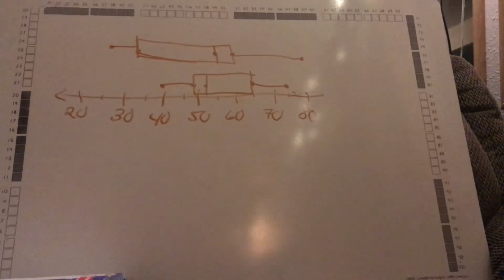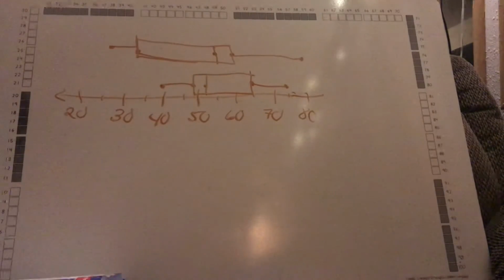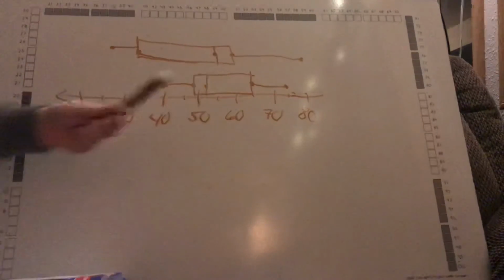Okay, so now they want us to compare these 2 whisker boxes. So it says, which fishing charter has a greater median? So the median is this line. Well, this one has the greater median. Okay. That one is about 54, and that one is about 51.